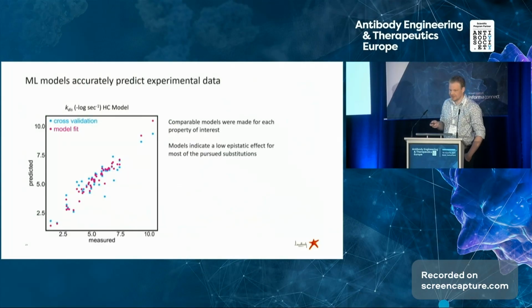Also, it shows that the epistatic effect between the substitutions is low. So the model was really good at predicting what kind of outcome would come from different substitutions.